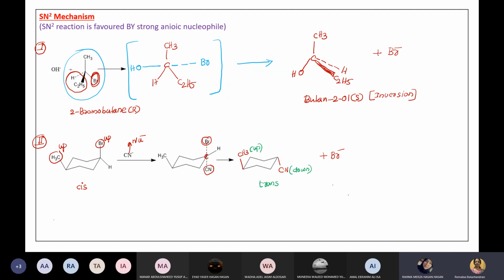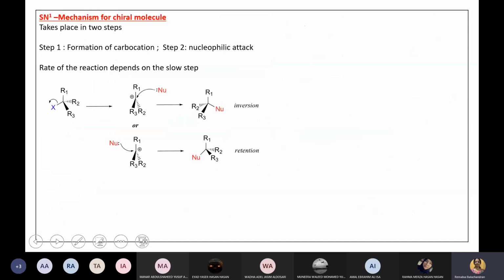Only Rahma is there in the class. What about others? Munira, Talal? All are here? Yes. Did you understand all this? You don't have to memorize all this. It's so easy.